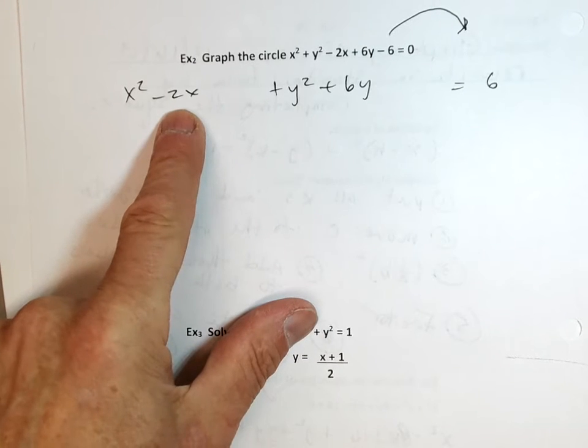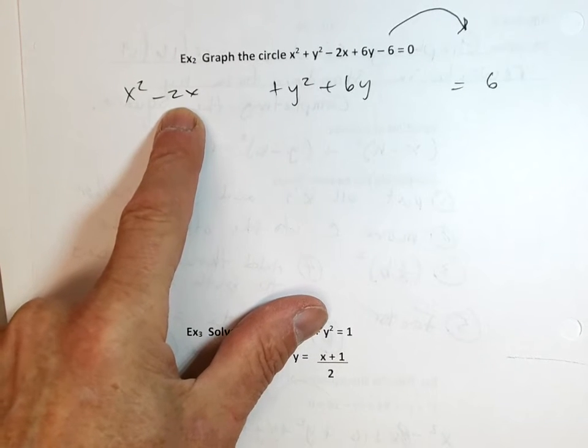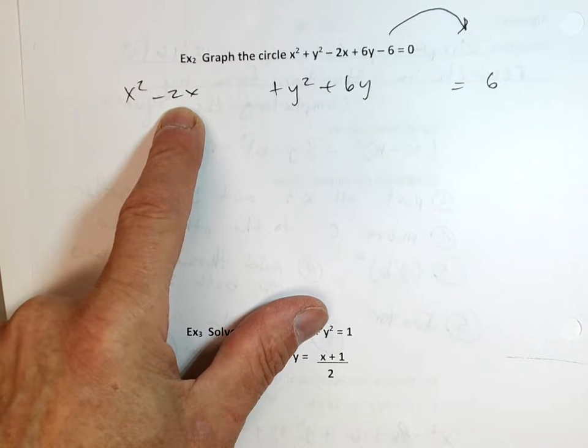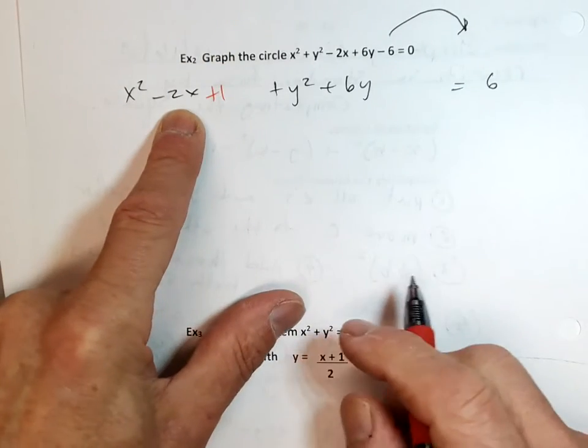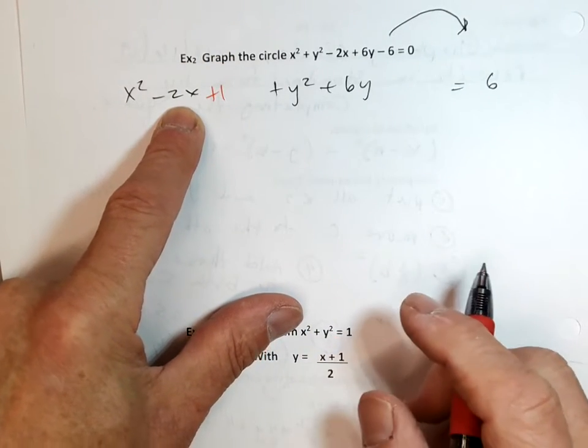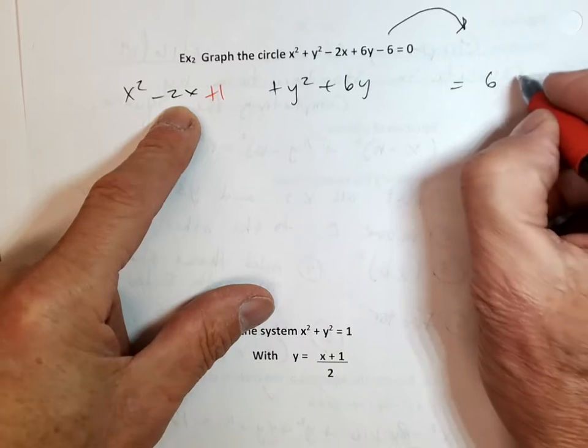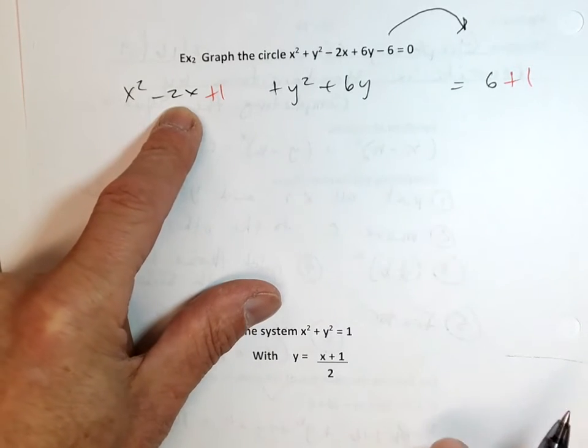Okay, so we can probably do this without writing it down. What's half of this number? And what's 1 squared? 1, that's it. So go plus 1 right there. But I've got to balance my equation, so add it to both sides, right?